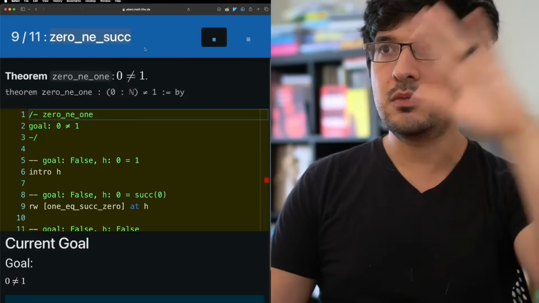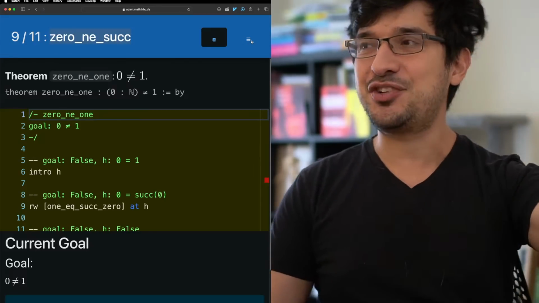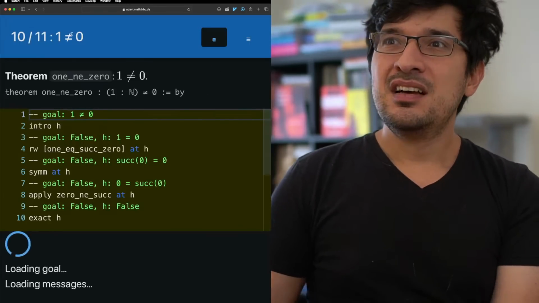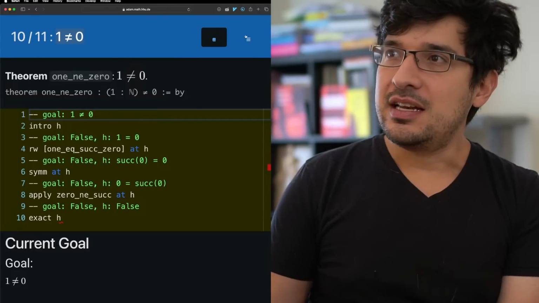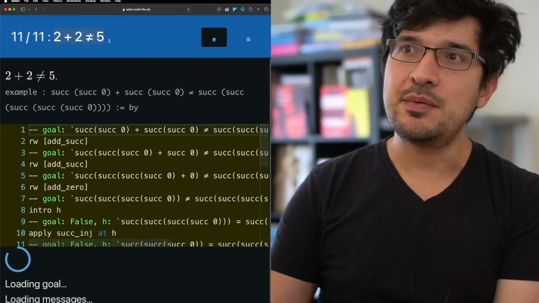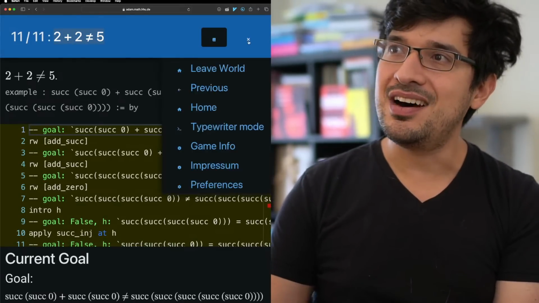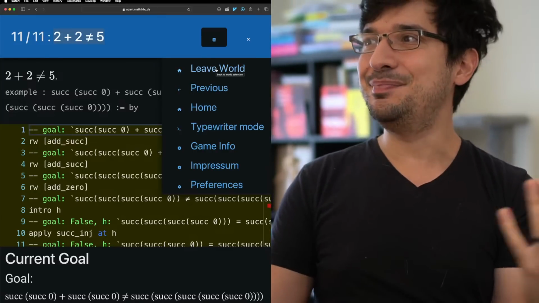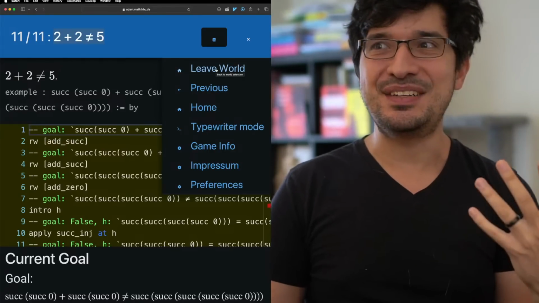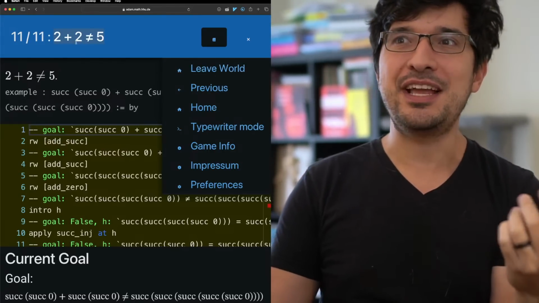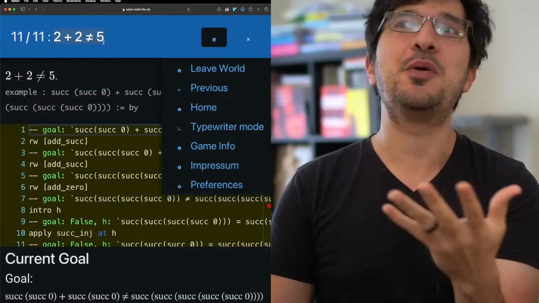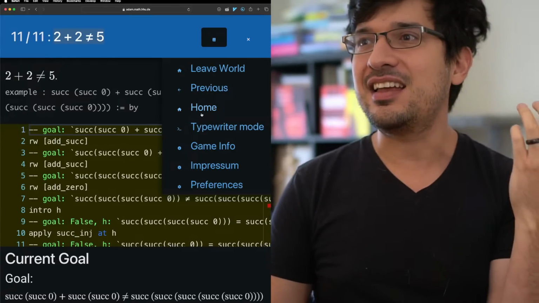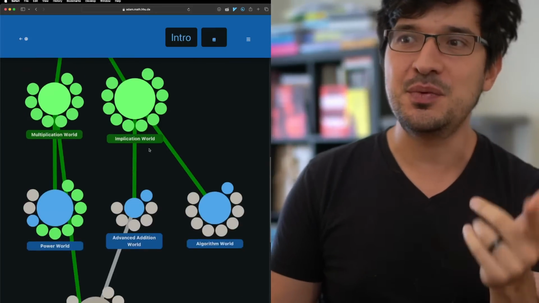So all the math that we're doing right now is natural numbers. Then we learned that 1 is not equal to 0, and then we proved that 2 plus 2 is not equal to 5, and then that was it. That was the big boss. That was our goal of implication world. Literally, I spent like an hour proving that 2 plus 2 does not equal 5, and I had so much fun doing it, and you will too.